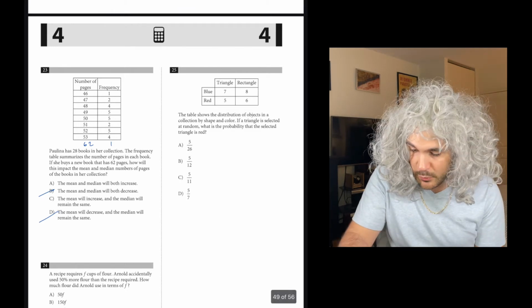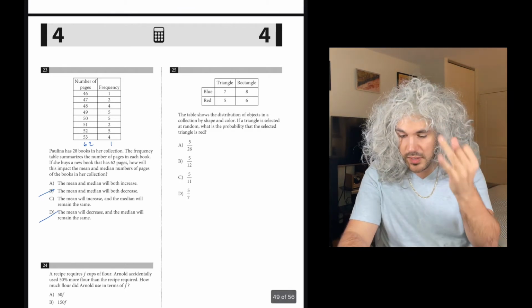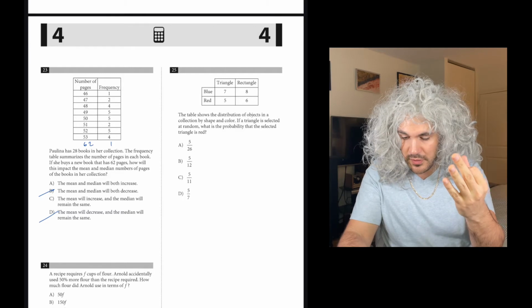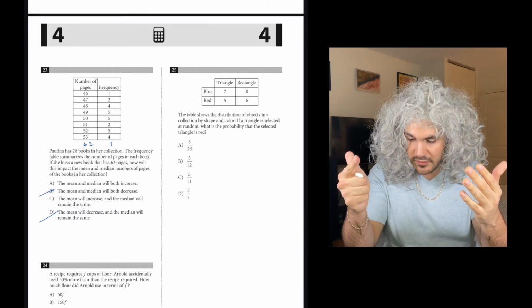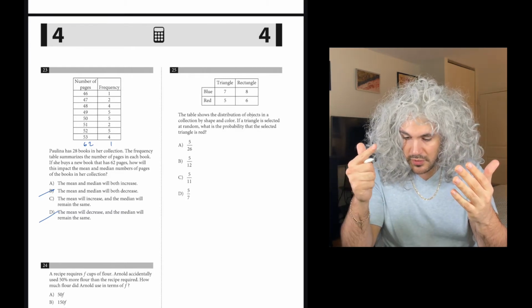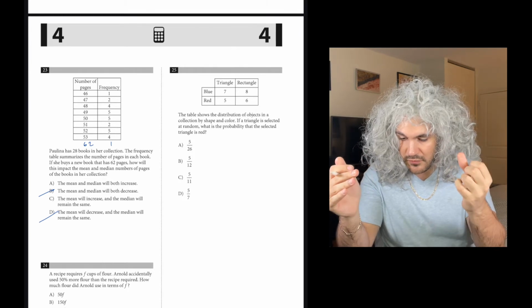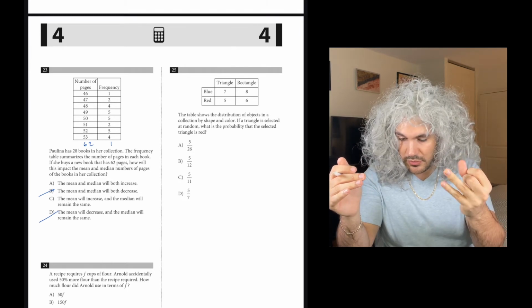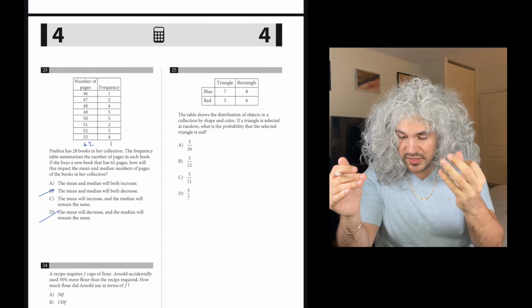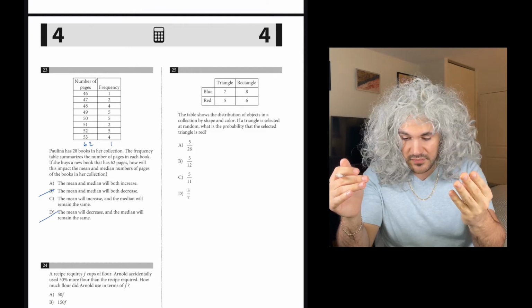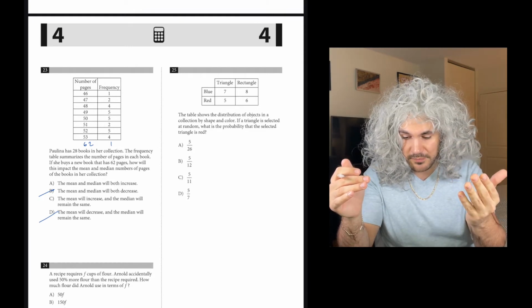So 1 at 46. The third book's at 47. Then 48, 48, 48, 48. Okay. 49, 49, 49, 49, 49. We're at 12. And then the 13th is at 50, the 14th is at 50, the 15th is at 50.